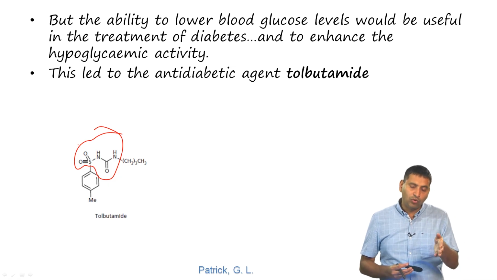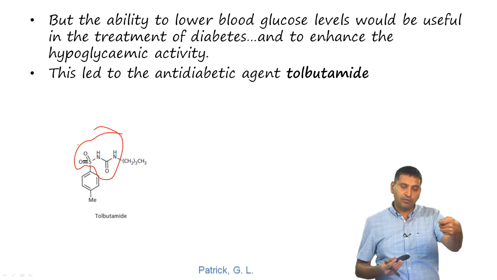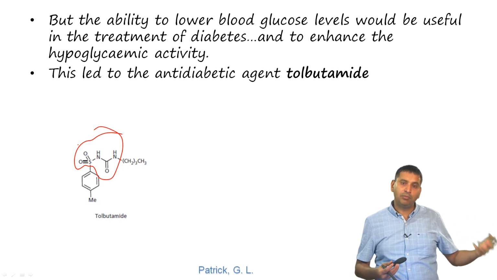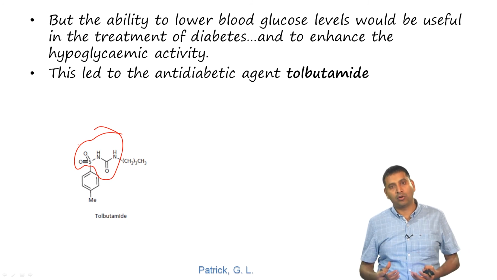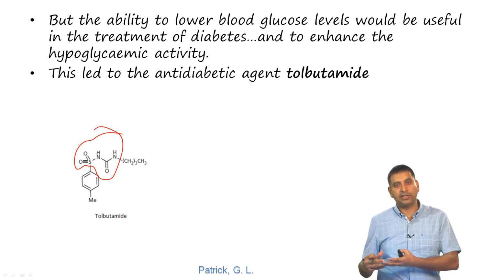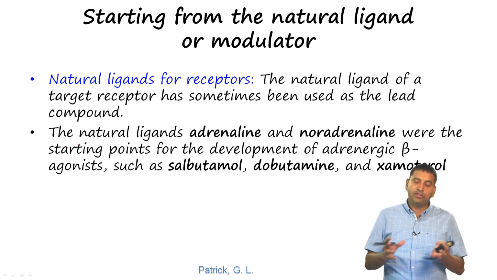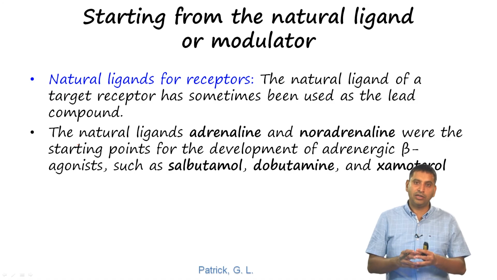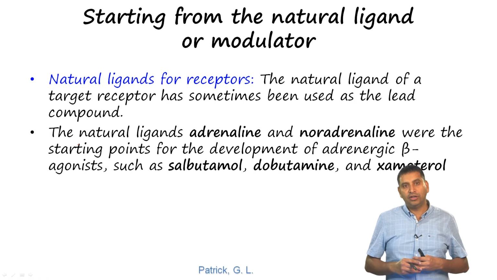So, one needs to look for, in a very systematic manner, what the potential side effects are, and if some of the side effects are actually useful, then you can enhance them and develop completely new compounds as well. This is why, during clinical trials, it is important to record and understand in depth all the effects of a drug. One of the standard ways in which we could start looking at new lead compounds is to use the natural ligand or modulator. The natural ligand of a target receptor has been used many times as the lead compound.